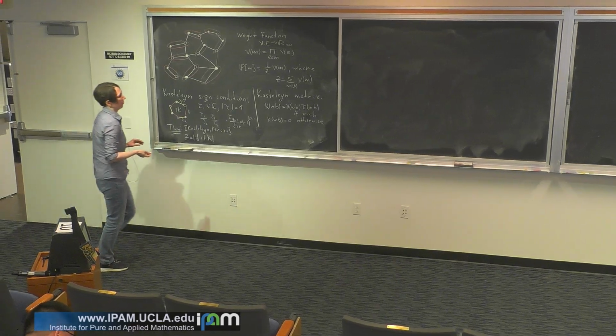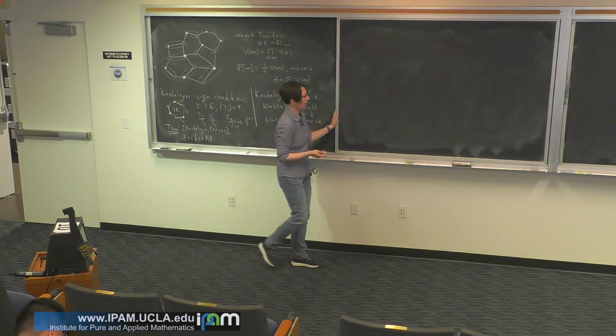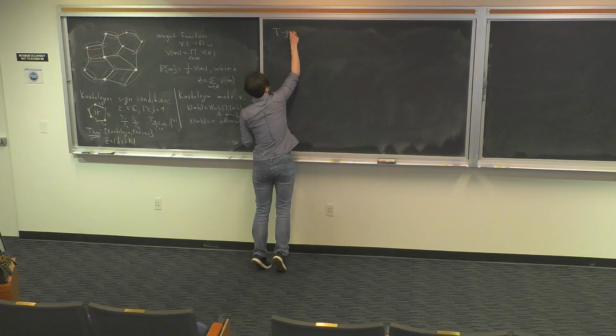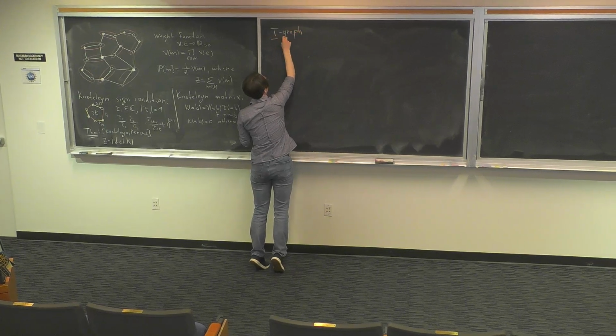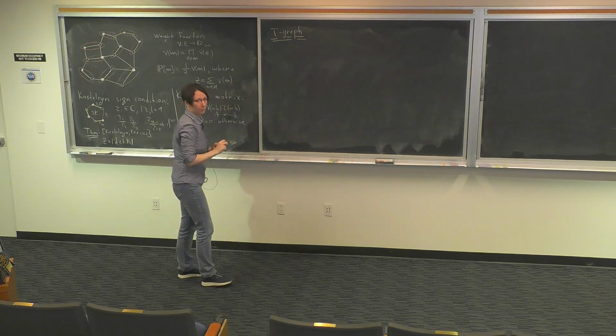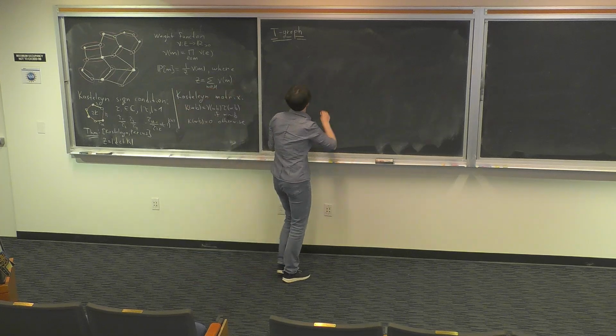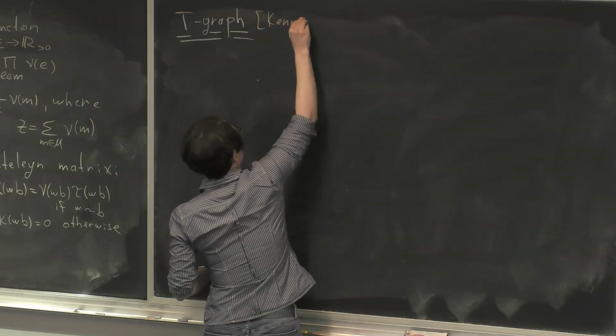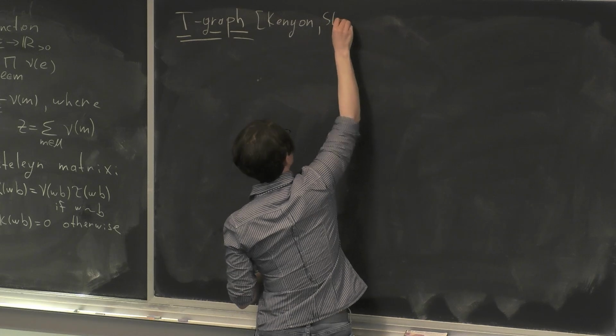And now I'm going to introduce an object which is called a T-graph. And then I will explain how it is related to dimers and what else we know about it. And this is due to Kenyon and Sheffield.